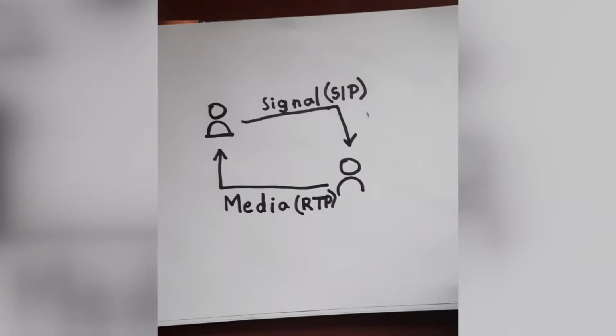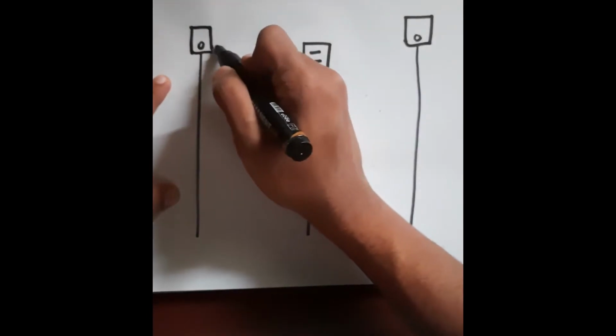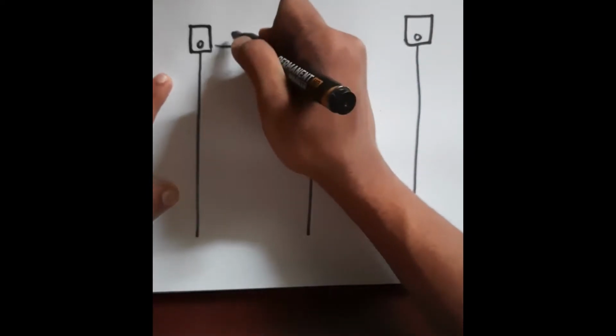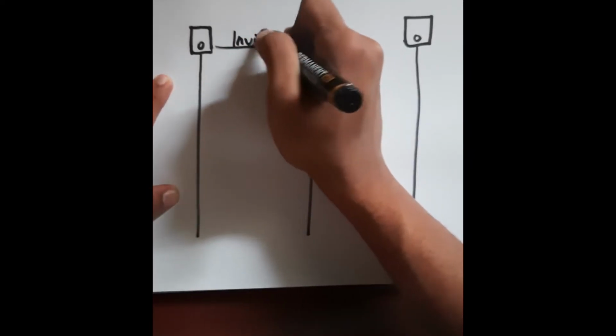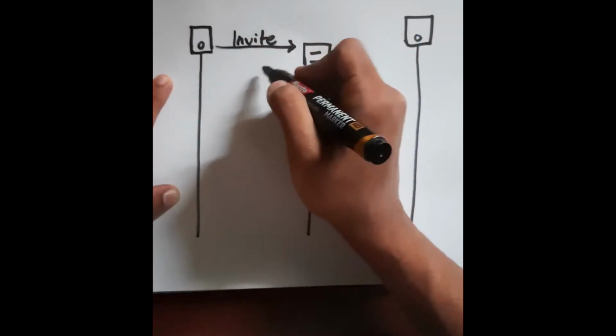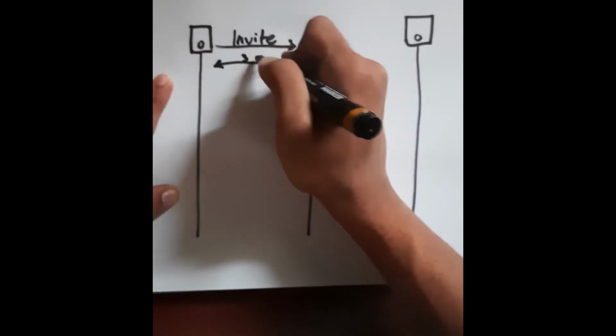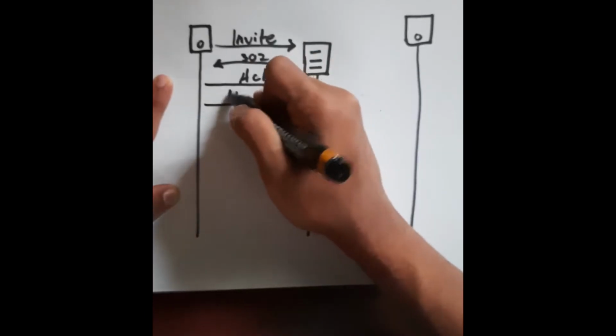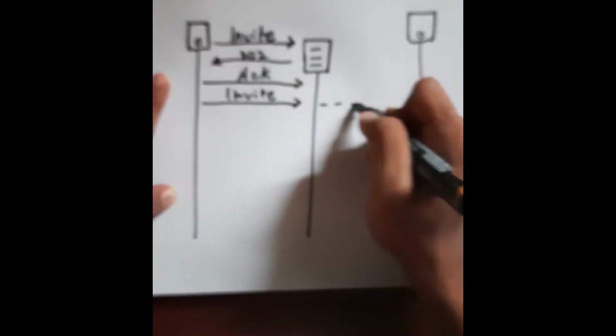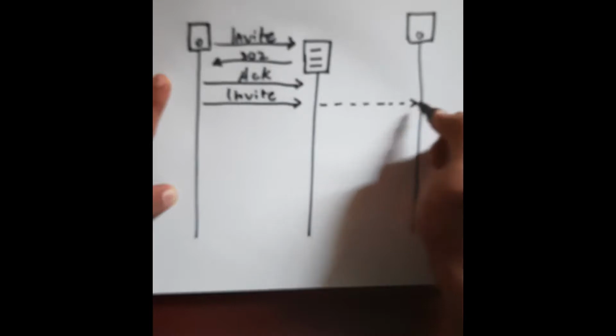First, let's look into how data will be transferred in VoIP. Here is a VoIP sample call. Here Alice sends the invite to the proxy server, which will be Asterisk, which we will be using, and a 302 Moved Temporarily comes back. After that, an acknowledgement is sent to the proxy server, and the invite is forwarded to Bob, who is the receiver.